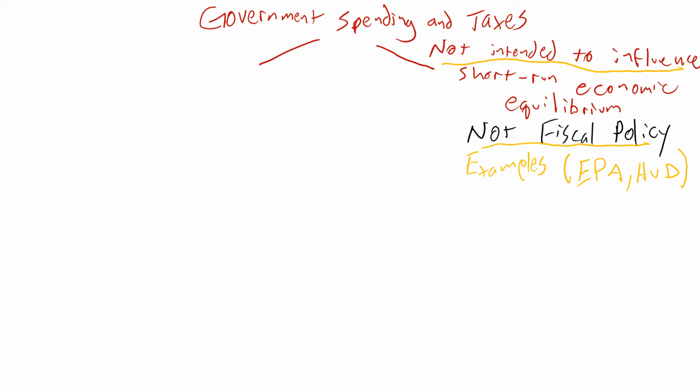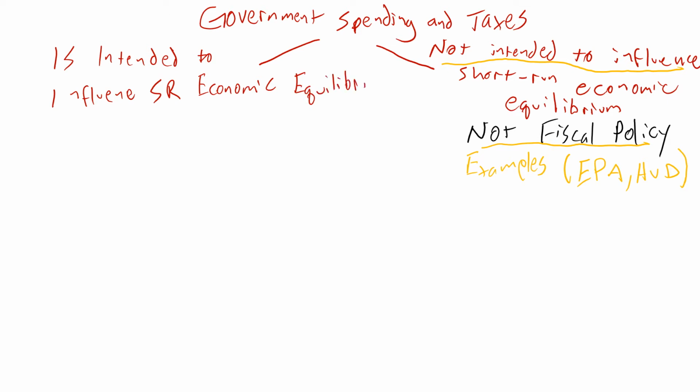So that means that another type of government spending necessarily then, if it is intended to influence the short run, I'm just going to say SR, economic equilibrium, then it is fiscal policy.